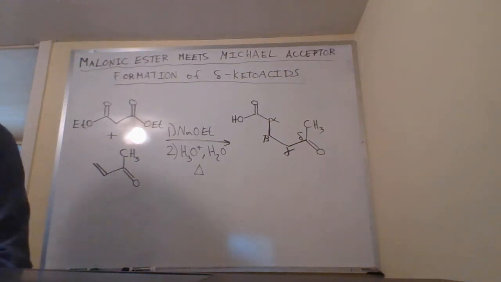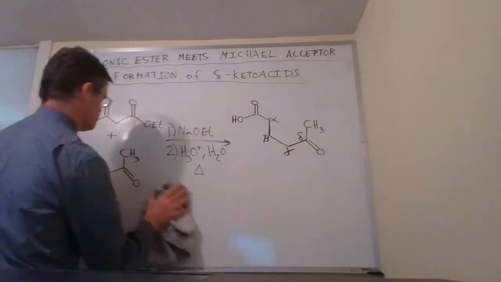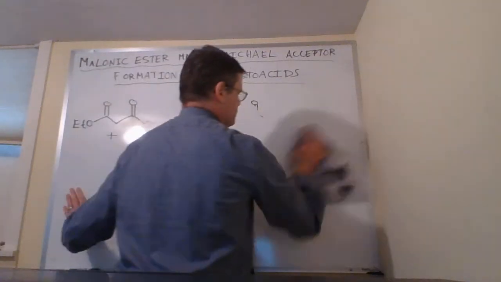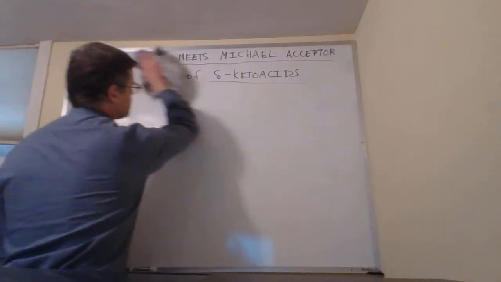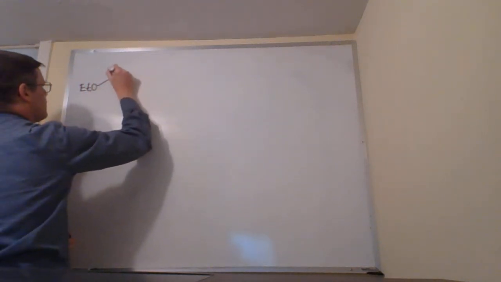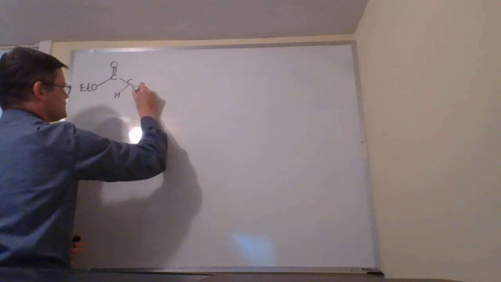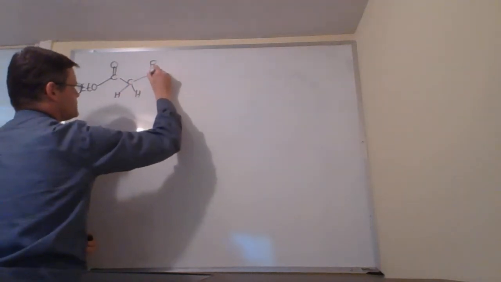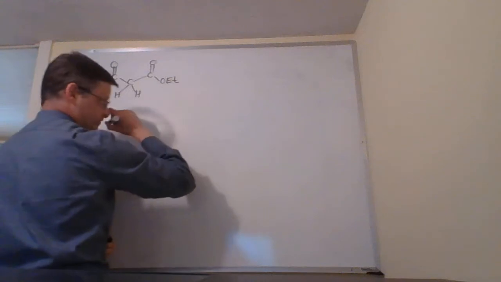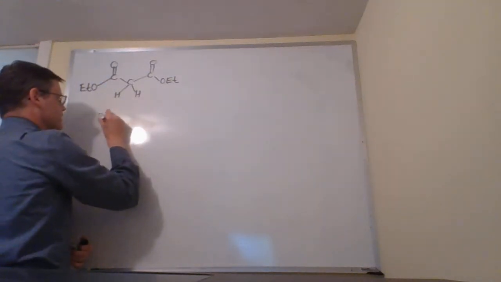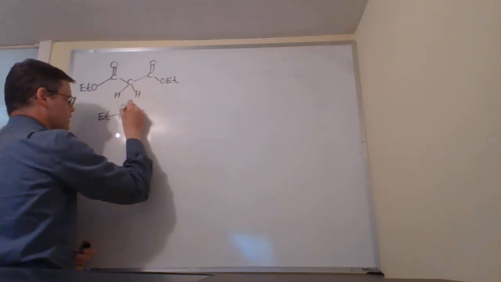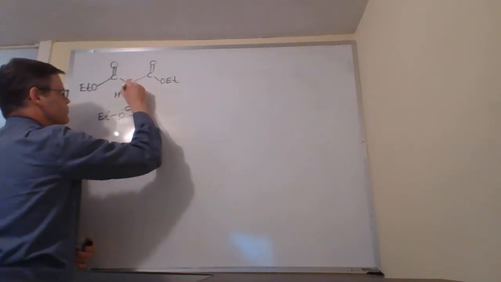I'm going to give you not a complete mechanism, but I'm going to break down the steps, like we did with the Malonic Ester synthesis. So we're going to start with diethyl malonate. Remember, it has these very acidic hydrogens in the middle. It has a pKa of about 11. Here is my ethoxide base. We can do a proton transfer.